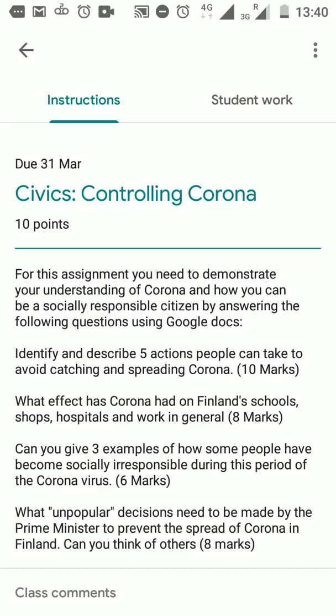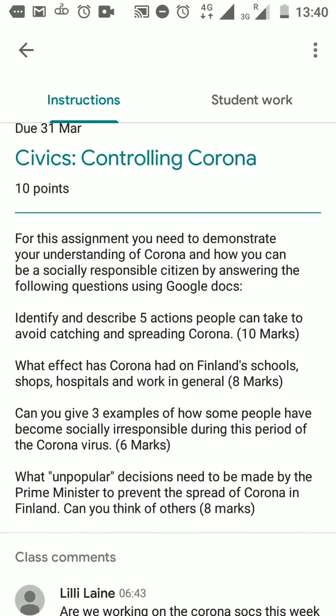So the first question, identify and describe the actions people can take to avoid catching and spreading corona. Give 5 points. Example, 1 is washing hands with soap and water or sanitizer. And as I said in the video before, add in the because. So for it, because people will be touching different surfaces, including infected people, so you need to remove that from hands to prevent the spread.